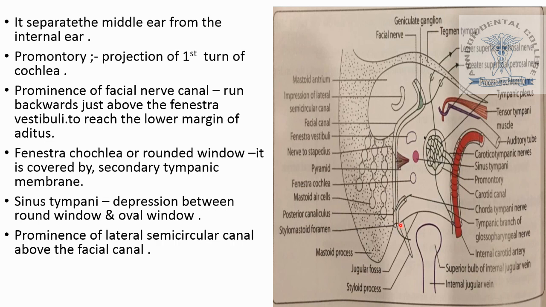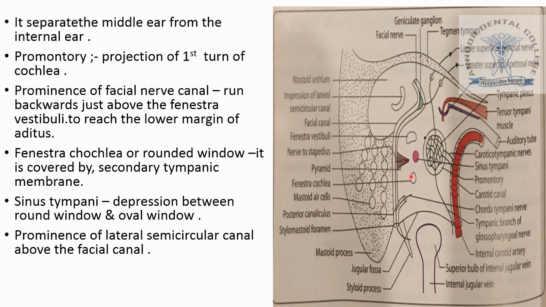The fenestra cochleae. This is the fenestra cochleae. That is a rounded opening. It opens into the scala vestibuli of the cochlea and is closed by the secondary tympanic membrane. That is the scala vestibuli.